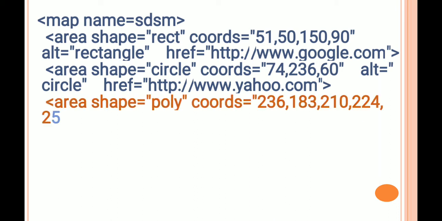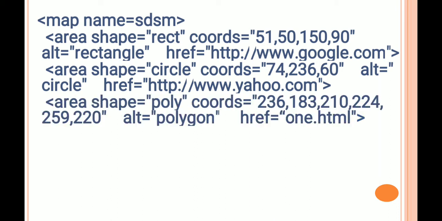Another shape which we want to draw is the triangle. For that triangle shape, we are going to make use of area shape equal to poly. Then we'll mention the coordinates of that triangle shape, then the alt attribute, and in href we are going to make use of one.html, which means the triangle shape will get connected with a simple html web page, which we already created and stored in a folder.